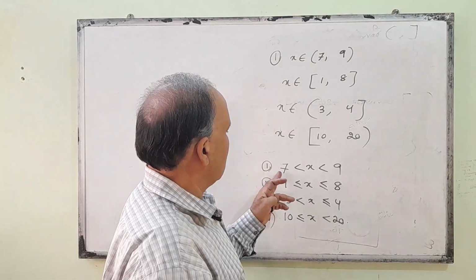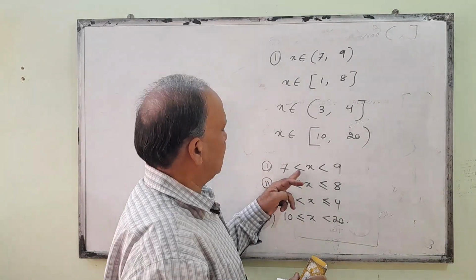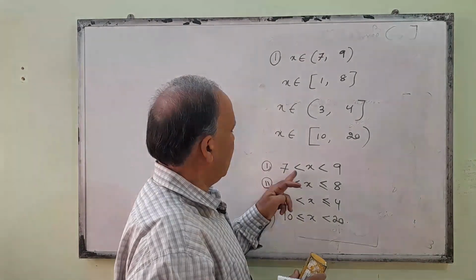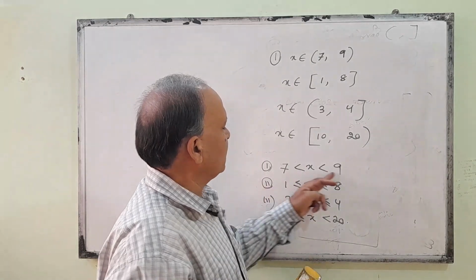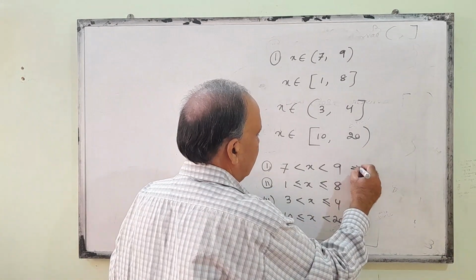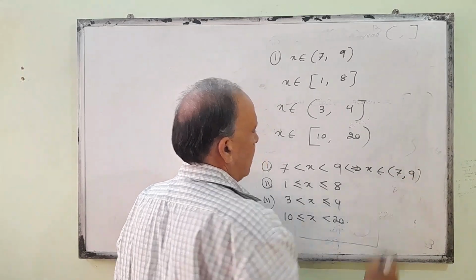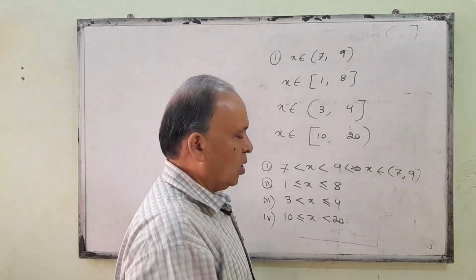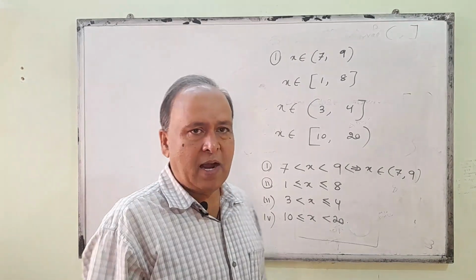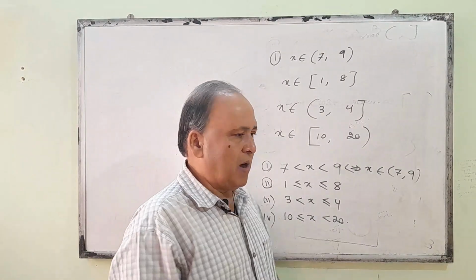In the reverse manner, suppose it is given 7 is less than x less than 9. Write in interval form. You write like this: x belongs to the open interval (7, 9). So this is the first part of set theory.